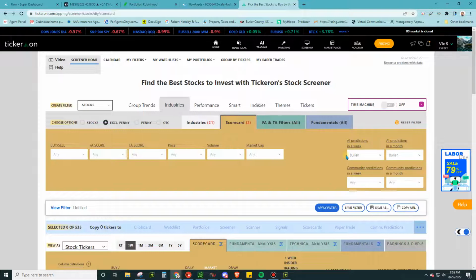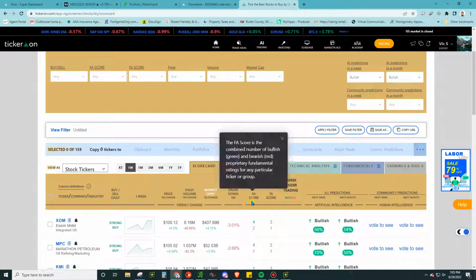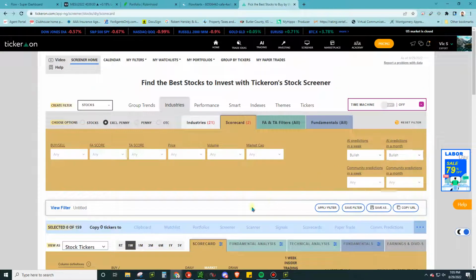This algorithm within Tickeron is pretty good at predictions, I'll tell you that right now. I've been using it for a while now, and it is very, very solid. Having both of those bullish only knocks out about 75% of those. We want to get this down. I want to get this down to maybe 20 at the most, but maybe we do need a little bit more. Maybe I'll try to screen it down to 50 or so.